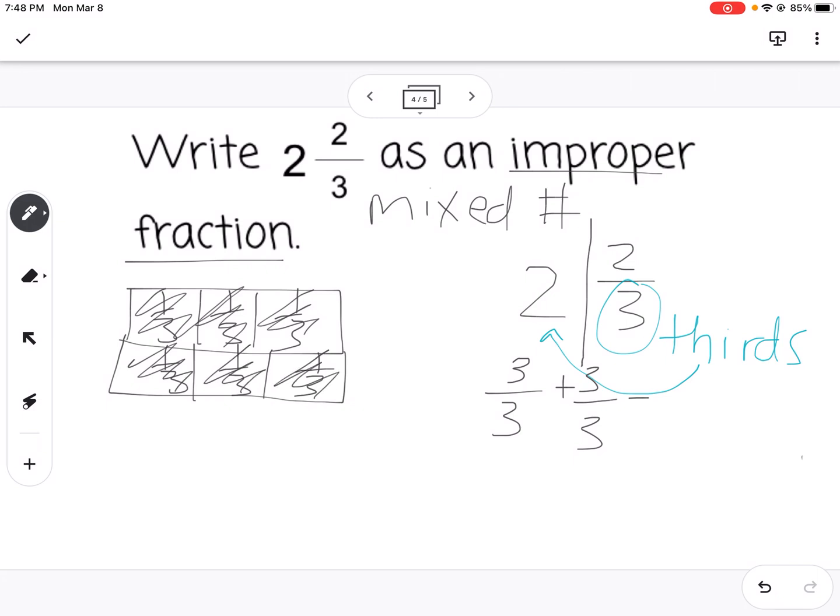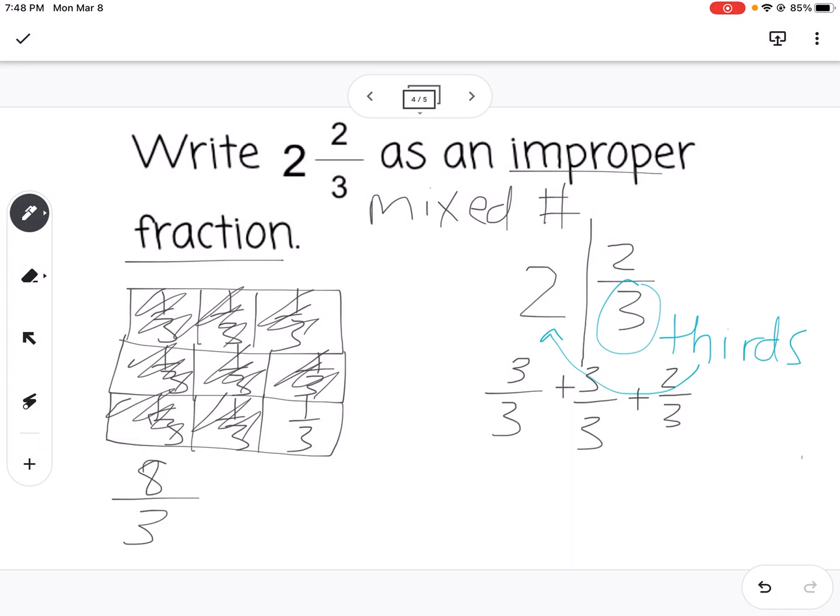And then here I have to also include the 2/3. So 1 more, and I only need to shade in 2 thirds. So I'm seeing here I have 3, 6, 7, 8. So it's looking like 8 thirds is the improper fraction. That's equivalent to 2 and 2 thirds. So 8 thirds.